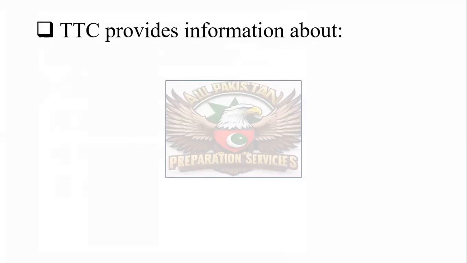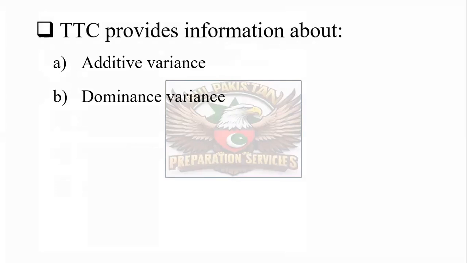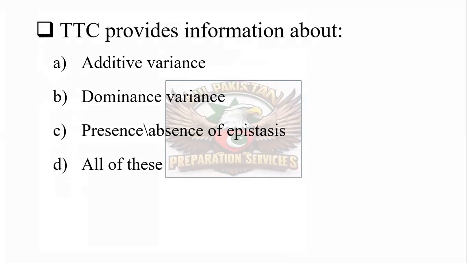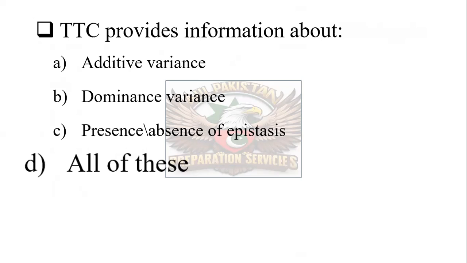TTC provides information about additive variance, dominance variance, presence or absence of epistasis, or all of these? The correct one is all of these. TTC actually provides information about the additive variance, dominance variance, and the presence or absence of epistasis. All these factors are covered by TTC.